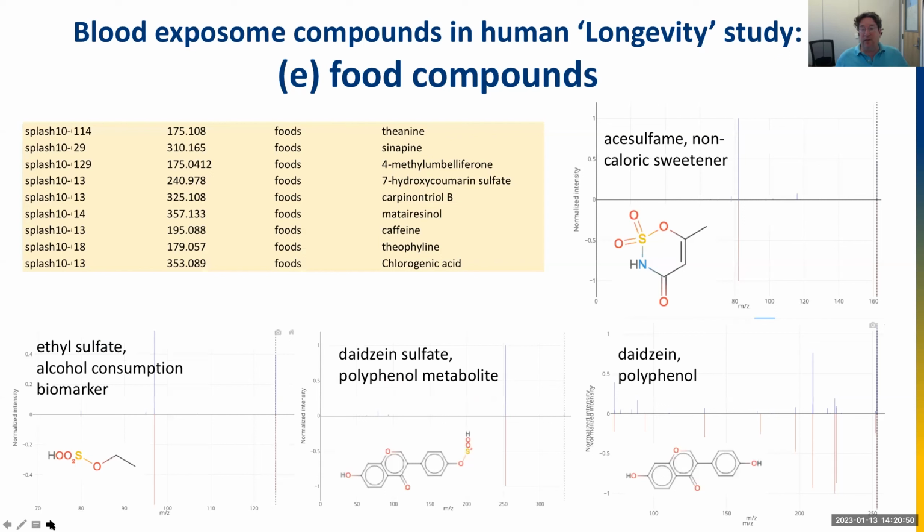Then we obviously see food compounds. Well, we have to say these are clear exposome compounds, from ethyl sulfate, which is a classic marker for alcohol consumption, but also polyphenols like daidzein and daidzein sulfate, the sulfation coming from the liver, of course, but also sweeteners, then classic ones like caffeine, theophylline, and so on. So these are food compounds, and these are just examples.